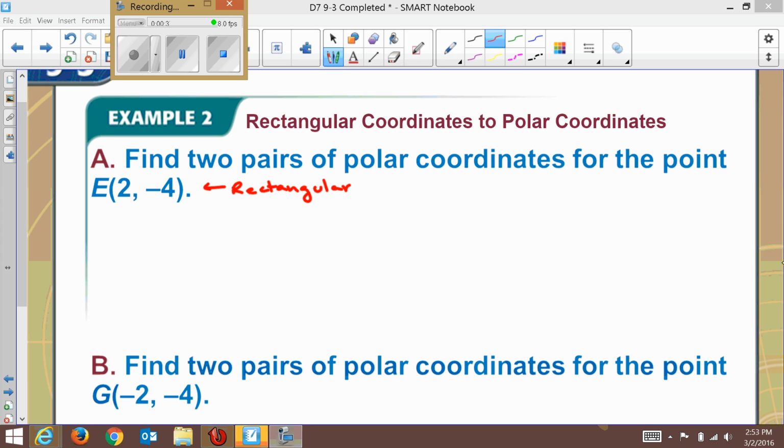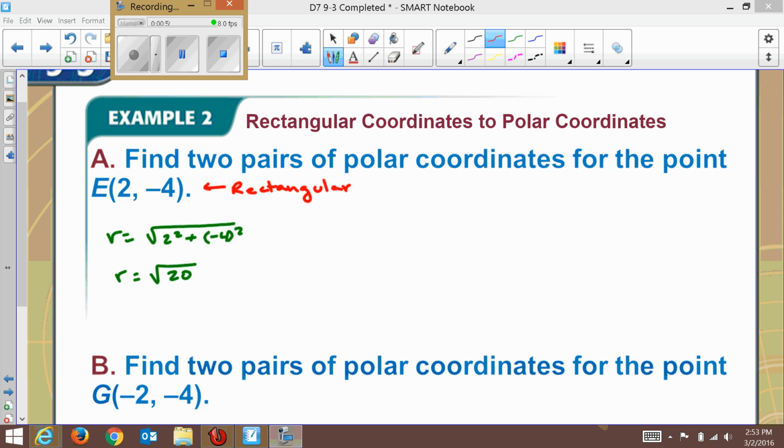So to get it into polar, I need to find the h, or the r value. Now remember, r equals square root of the first two terms. So I take my 2, I square it, I'm going to add that to -4 squared. 2 squared is 4, that's 16. So we get the square root of 20. That's what r equals.